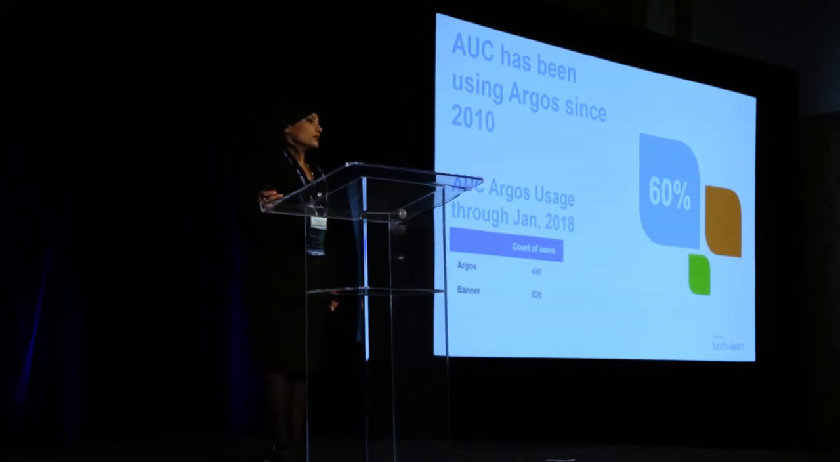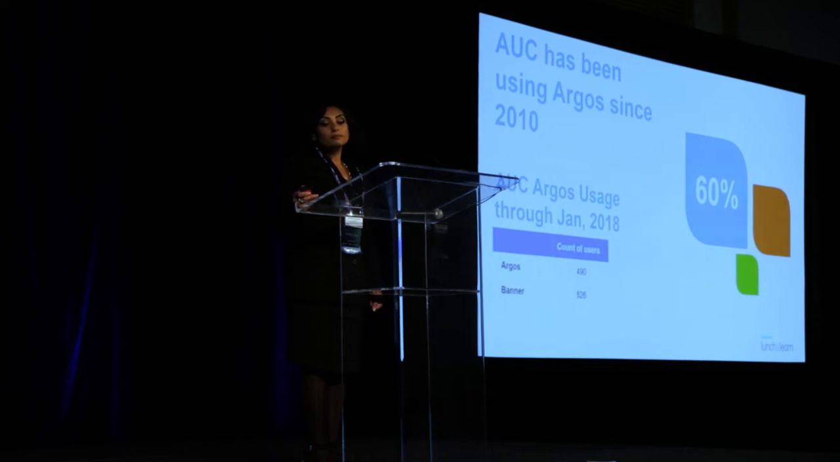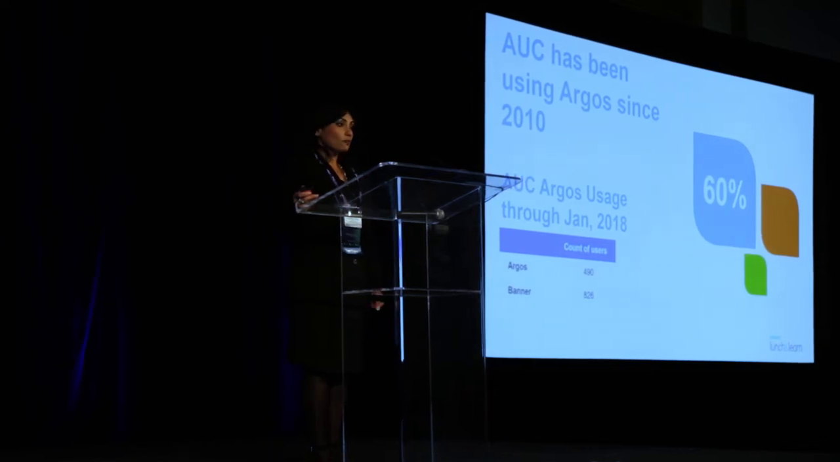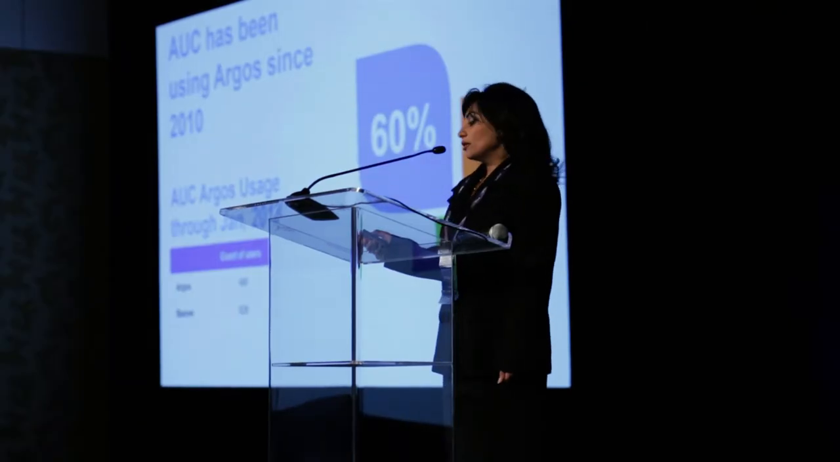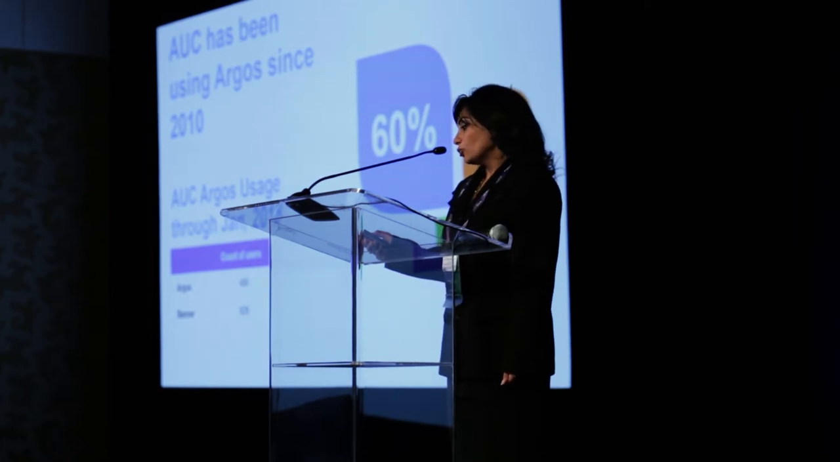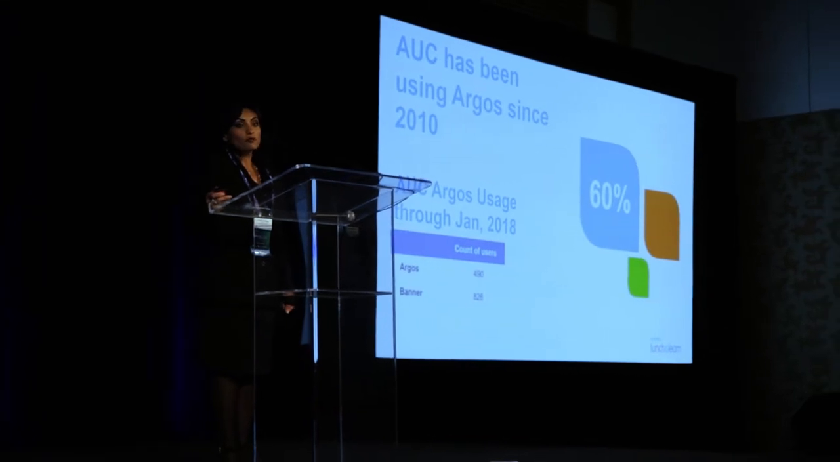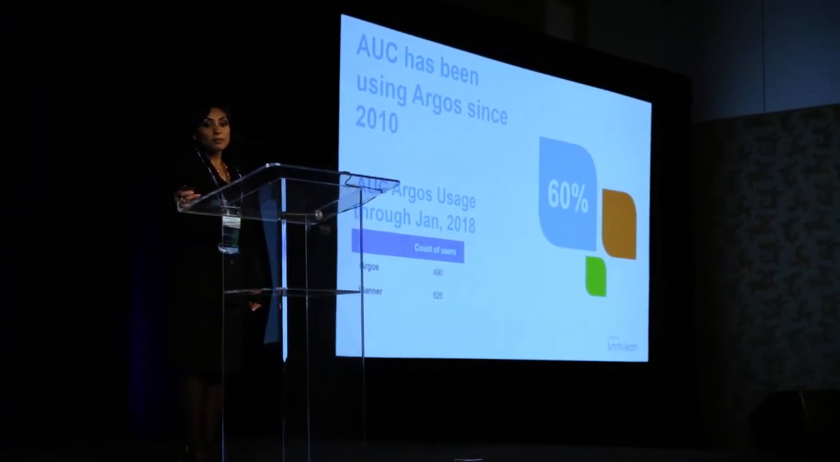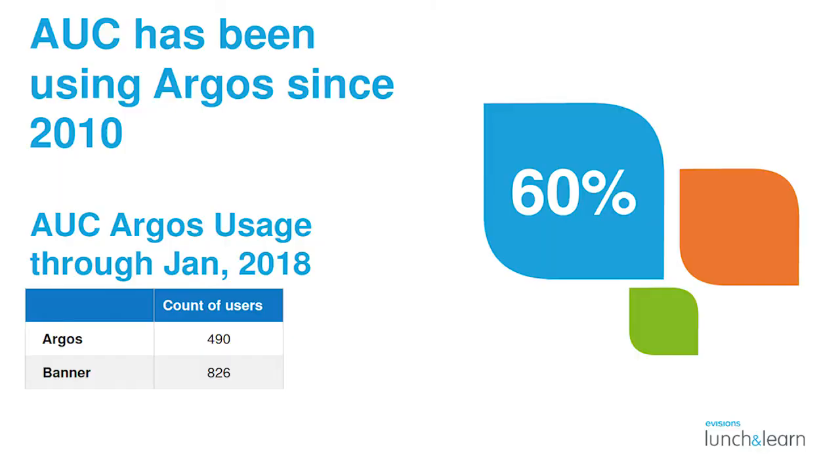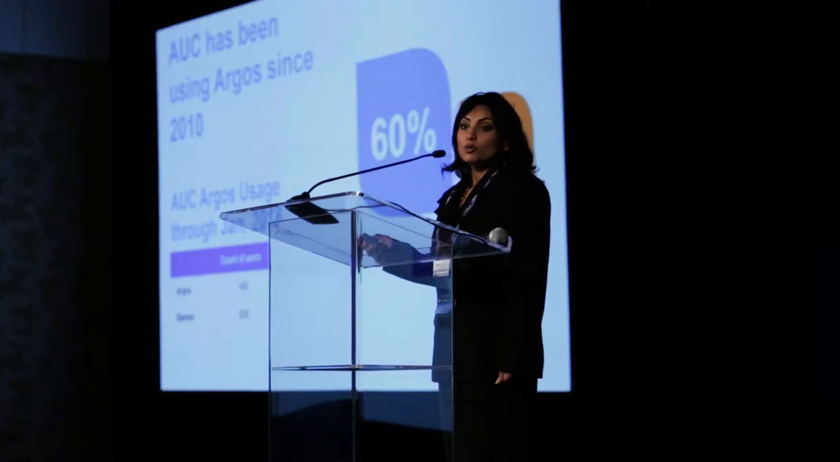Let me tell you about the numbers. Numbers talk. We have Ellucian Banner, and we have almost 926 users using Banner. Out of them, 490 are using Argos as well. Most of them are data block designers, which is a very high percentage, you can say high usage and proper use of the system, with a proper high role in Argos.